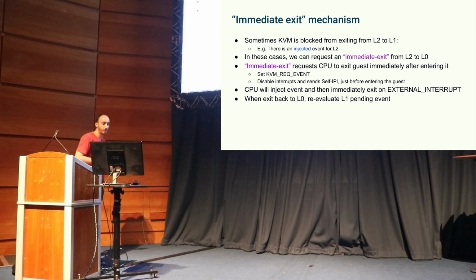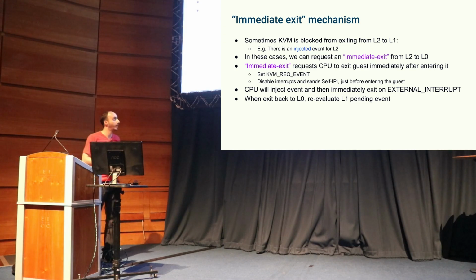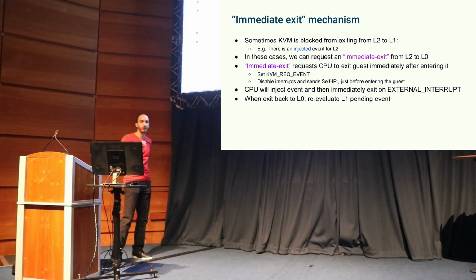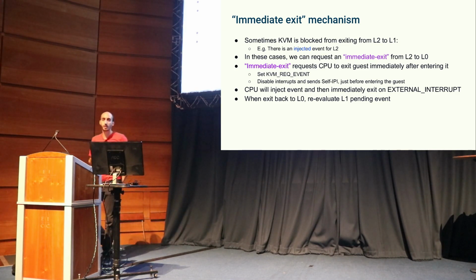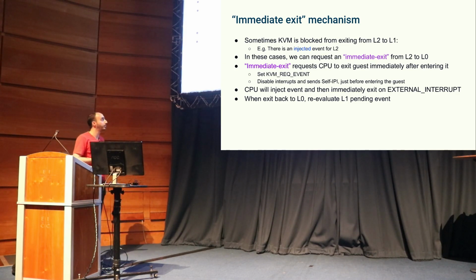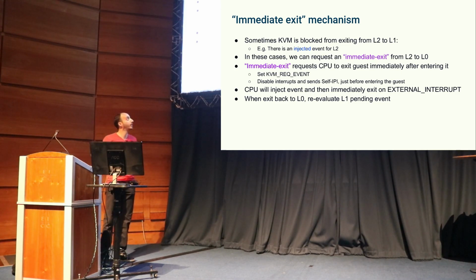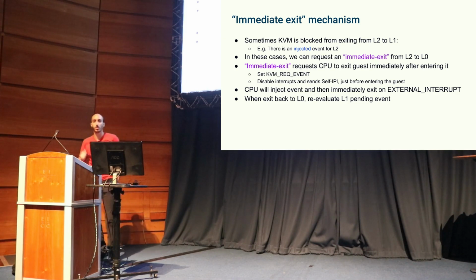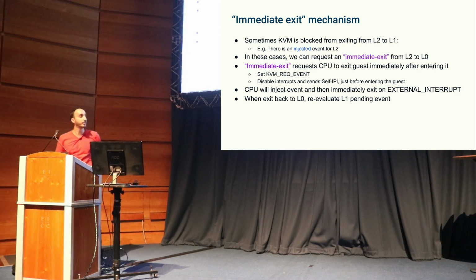The idea is that before resuming the layer 2 guest with the injected interrupt, we can set KVM request event, then also disable interrupts at the host, and issue a self-IPI. Because interrupts are disabled right now, this IPI is not delivered, and then we resume the layer 2 guest. Now, when the CPU actually resumes the layer 2 guest, because it has an injected event in its active VMCS, this will be injected into the layer 2 guest. And immediately after the CPU injected the event to the layer 2 guest, it will see that it has a self-IPI waiting for the host, and therefore it will immediately exit back to the host.